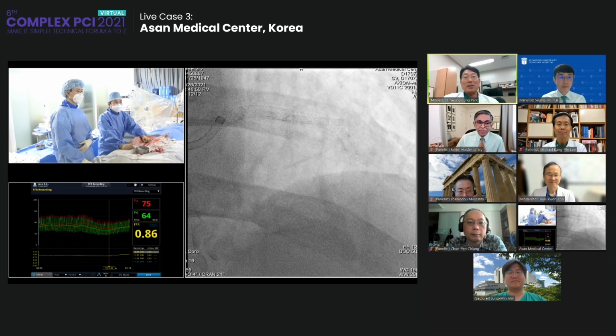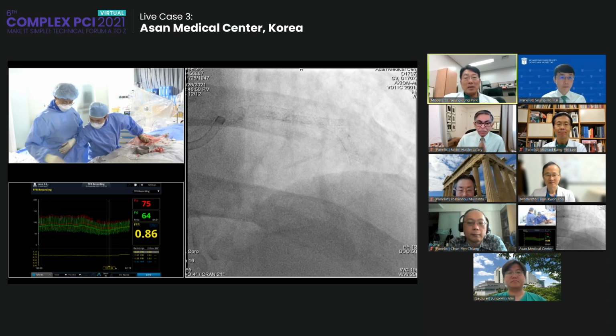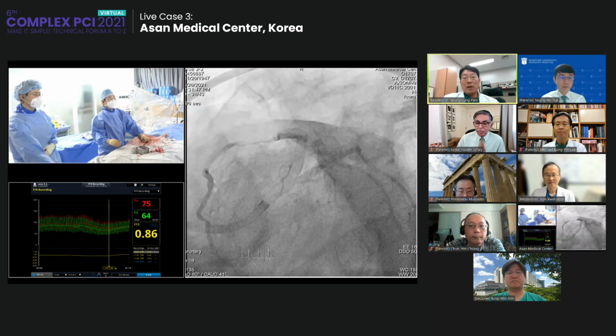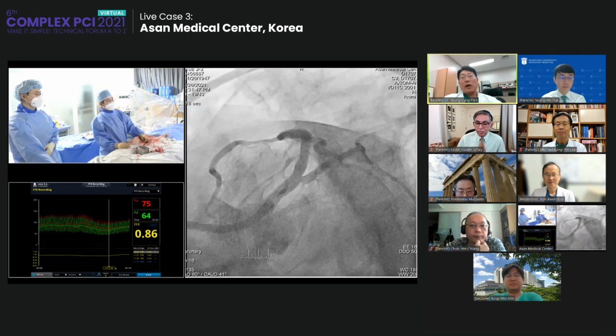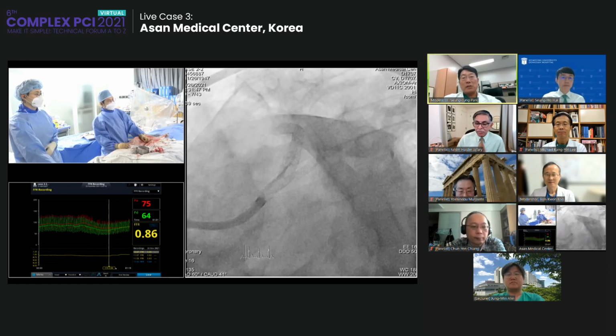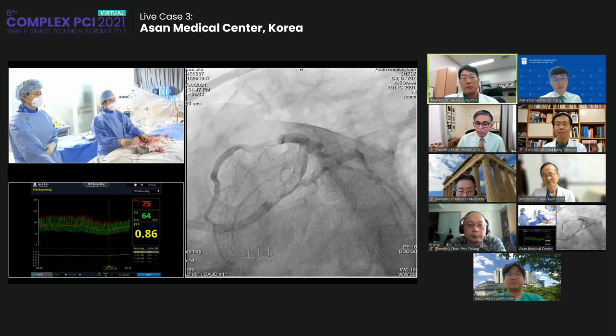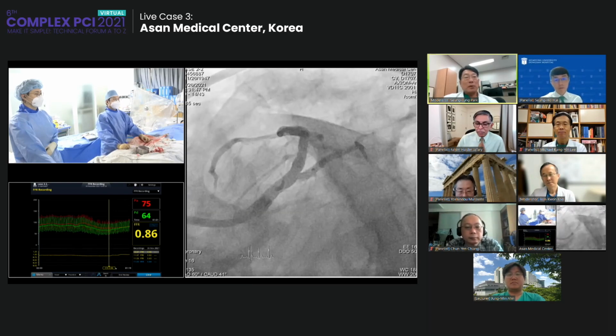Right. I think it's another perfect case, Dr. Lee. Diagonal and LAD crossing. So finally, there is some diffuse disease, and this area is part of the stenting area. However, FFR is perfectly negative. And so we are satisfied.